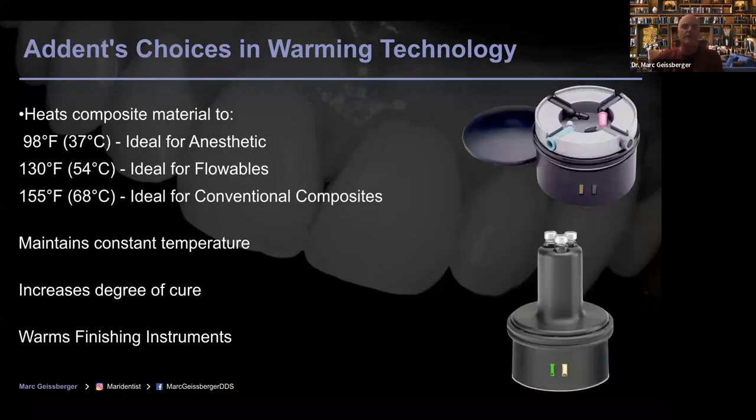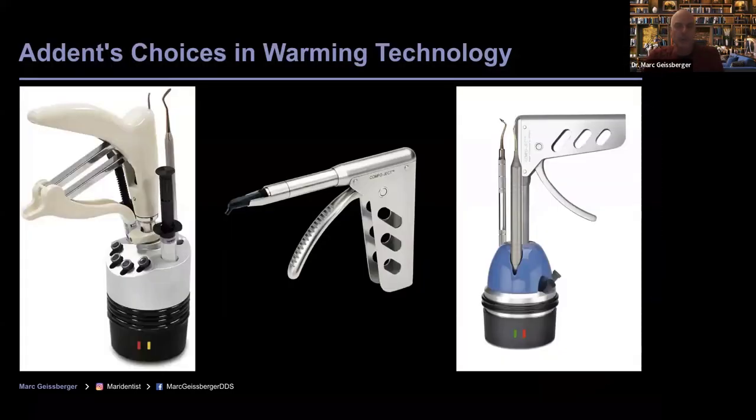The one I use is from Adent, and it heats to 3 temperatures. First temperature is ideal for anesthetic, and you can see here on the screen an anesthetic warmer to give more comfortable injections. Then it heats to 130 degrees, ideal if you're using flowables, like for a class 5 or something like that. And when I'm doing conventional composites, I turn it all the way up to 155 degrees to maximize the fluidity of a relatively rigid composite. So these work beautifully well.